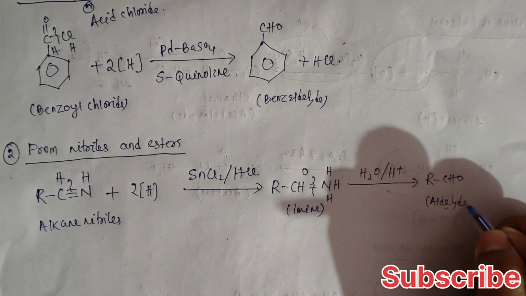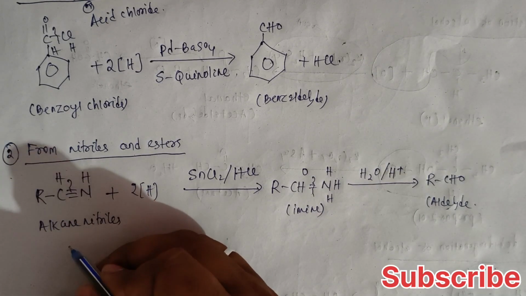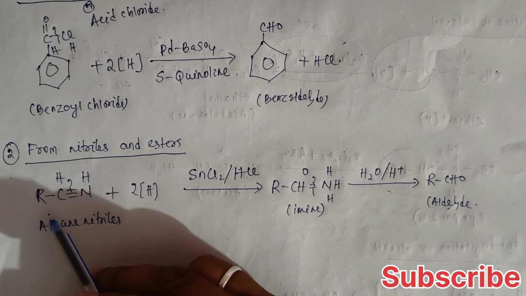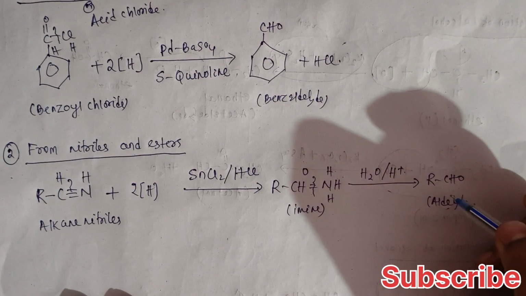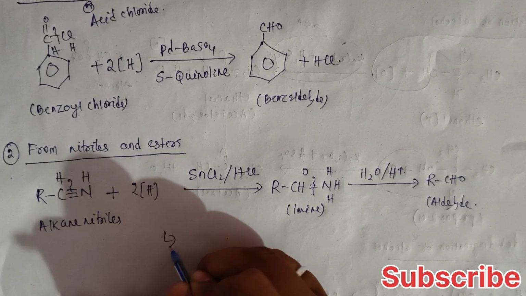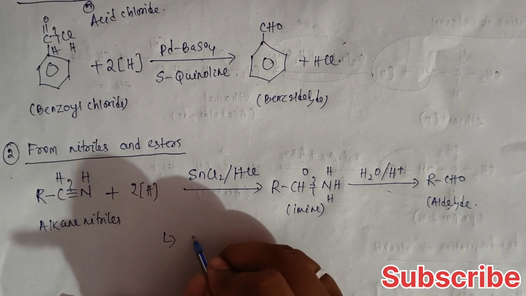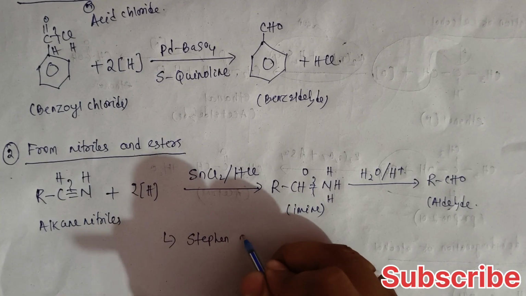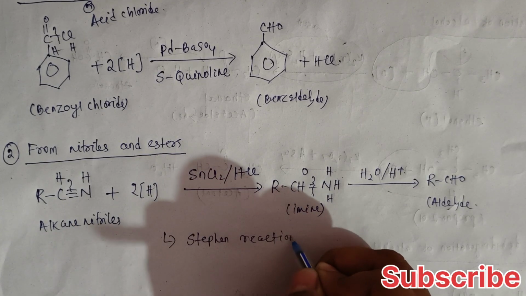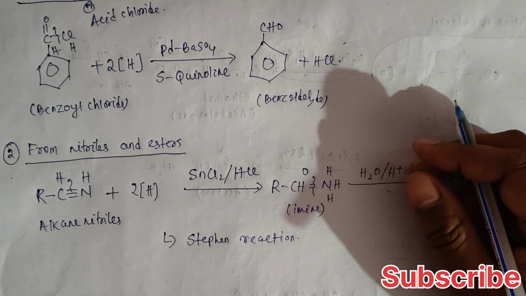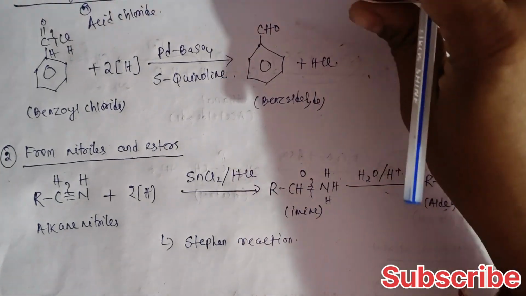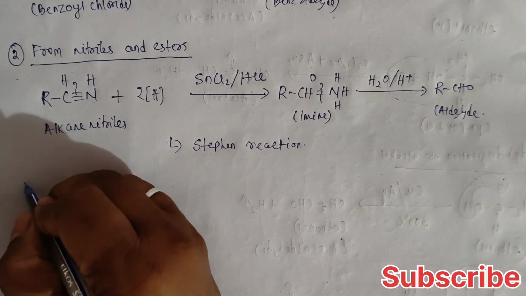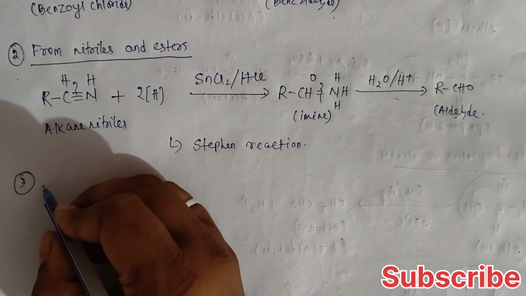So an aldehyde will be obtained if you take R. If you replace R with phenyl, then benzaldehyde will be obtained. And this reaction is called the Stephen reaction. I hope it is clear to all of you. Clear? Now come to the third method of preparation.